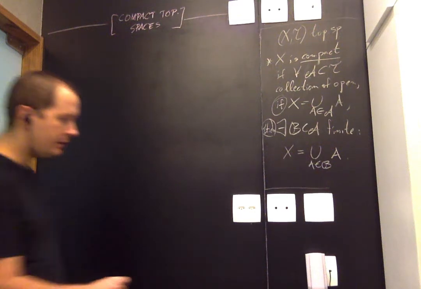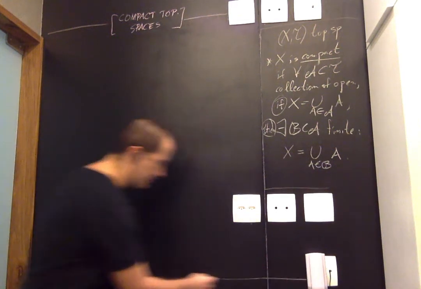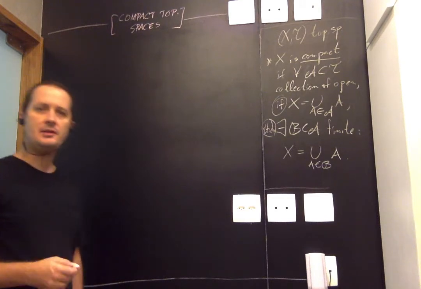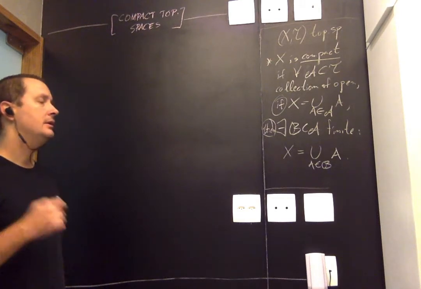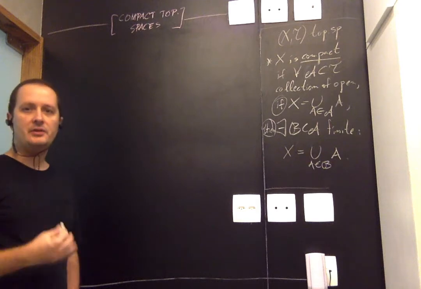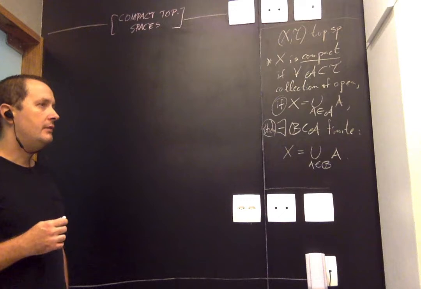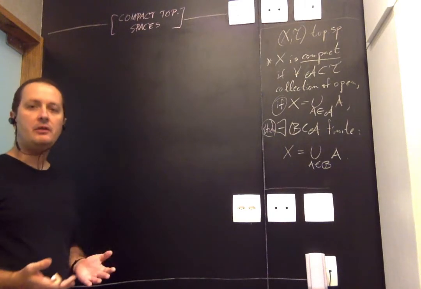So, welcome back. This video is the first of a long series of videos we'll have about compact topological spaces, compact metric spaces, and consequences of a space being compact. So, compactness, the way we'll think of it anyway, right?